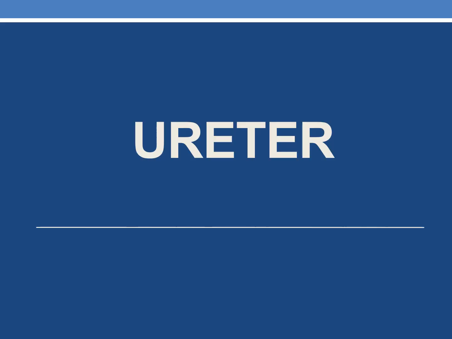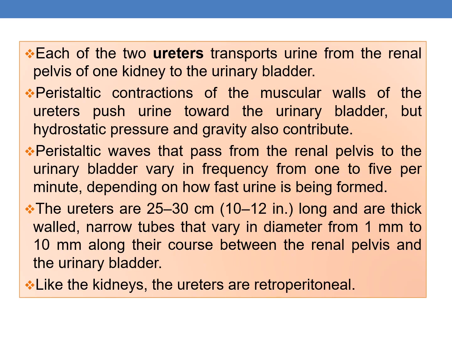First of all, coming to ureter. Each of the two ureters transports urine from the renal pelvis of one kidney to the urinary bladder. Peristaltic contractions of the muscular walls of the ureter push the urine towards the urinary bladder, but hydrostatic pressure and gravity also contribute. The peristaltic waves that pass from the renal pelvis to the urinary bladder vary in frequency from 1 to 5 per minute depending upon how fast urine is being formed.